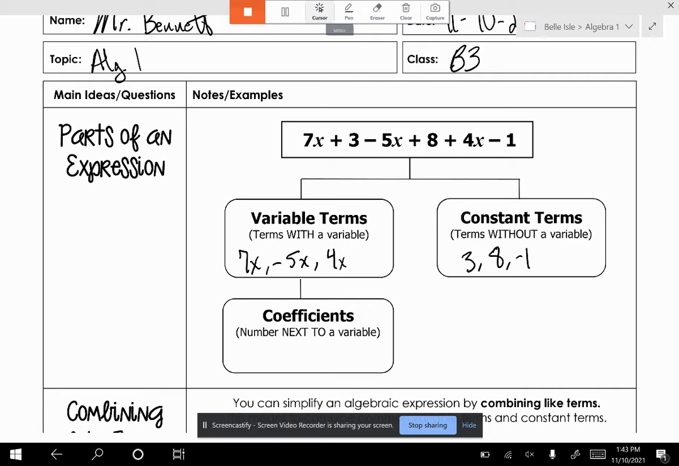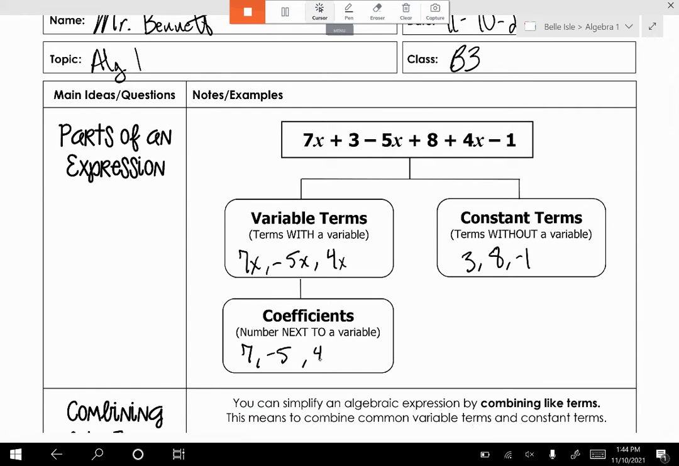Okay, what are the coefficients? 7, negative 5, and 4. Yes, 7, negative 5, and 4. Good.